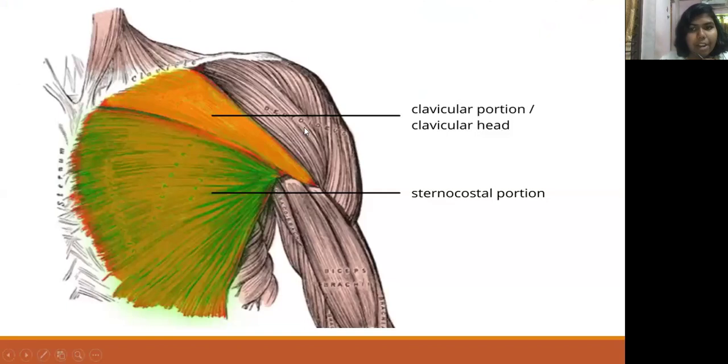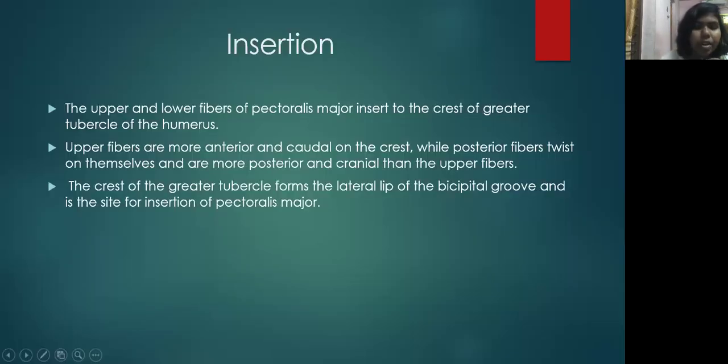So this is the clavicular portion or the clavicular head. This is the sternocostal portion. This is the sternum and this is the clavicle region. This one is the deltoid region. Now let us see the insertion.